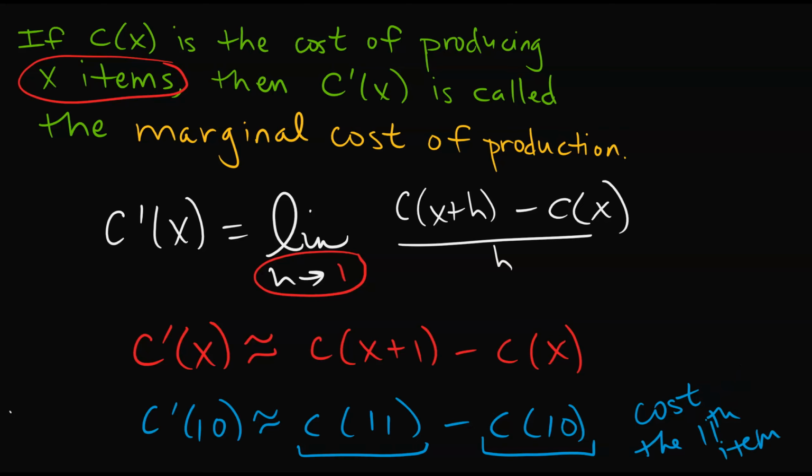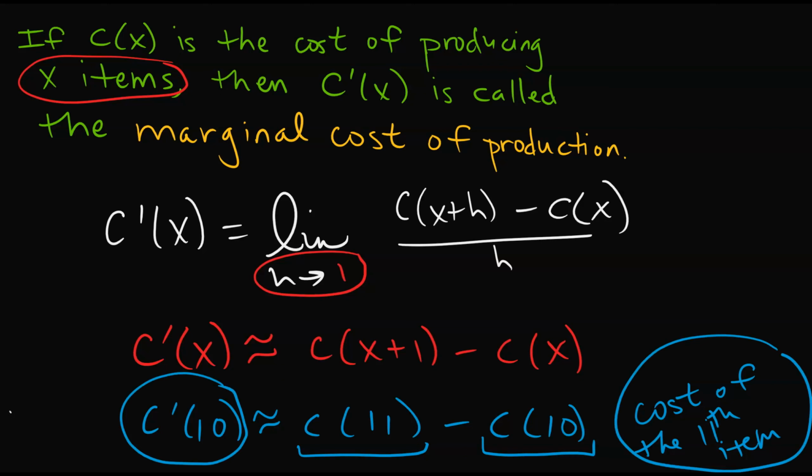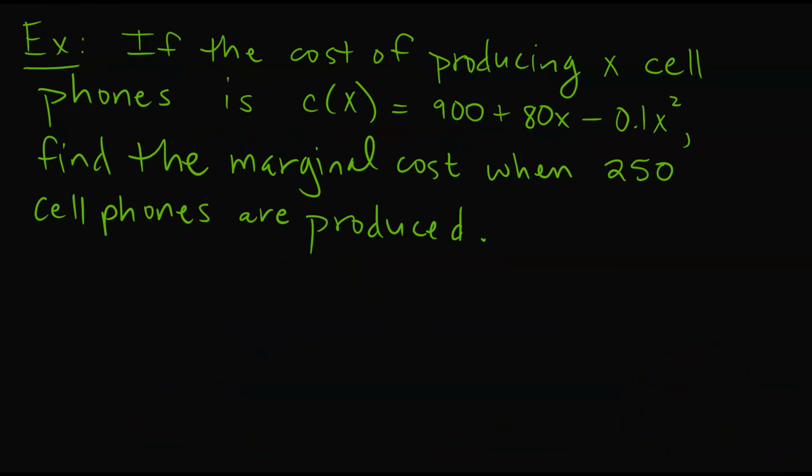My x looks like a percent. That might be confusing. So the idea is that our derivative is an estimate of the cost of the next item. And this concept works for costs, revenue, and profit, all of our core economics functions. So here's an example of that. If the cost of producing x cell phones is given by the function 900 plus 80x minus 0.1x squared, find the marginal cost when 250 phones are produced.